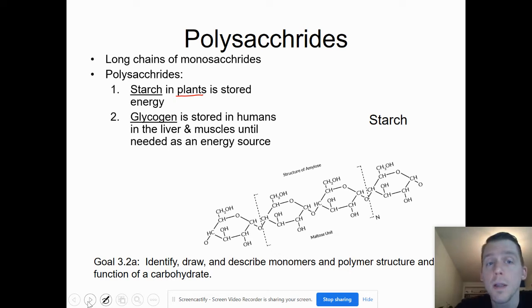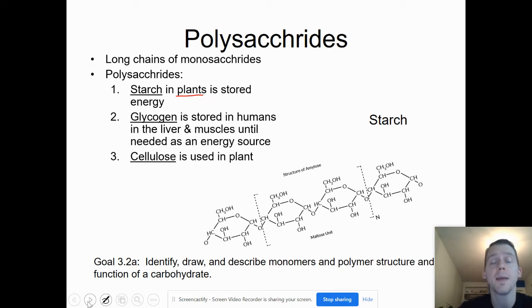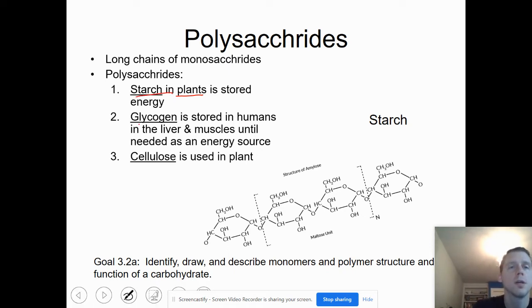There's also something called glycogen. Glycogen is stored energy. It's a long chain, and it's found in humans. It's made in animals. Animals make glycogen. Plants make starch. And then we have cellulose. So cellulose, again, is found in a plant, but cellulose is not for energy. Cellulose is for structure. So cellulose gives plants their structure. So we have starch, glycogen, and cellulose. Starch and cellulose are found in plants. Glycogen is found in animals.